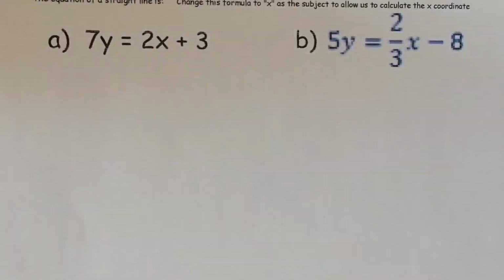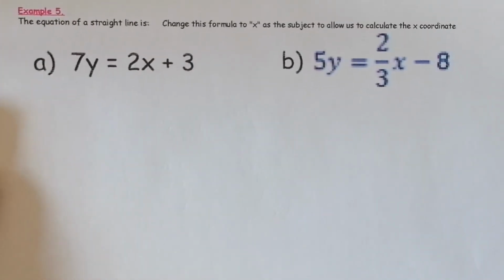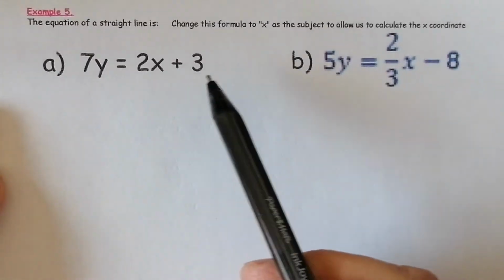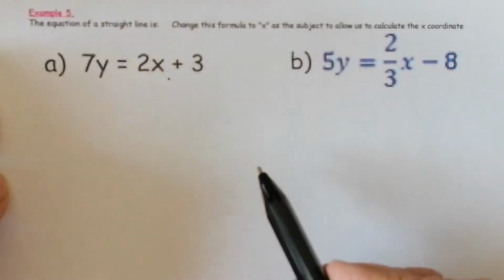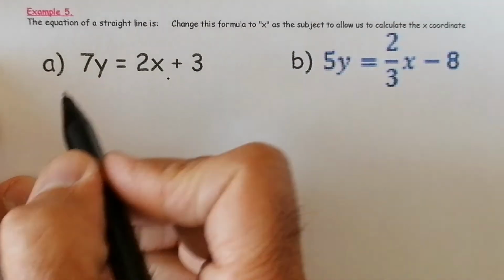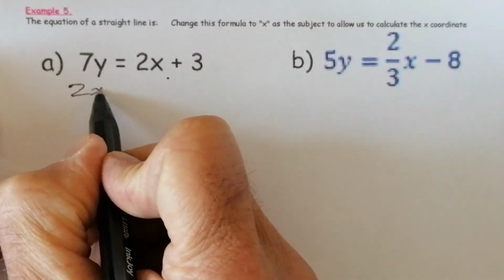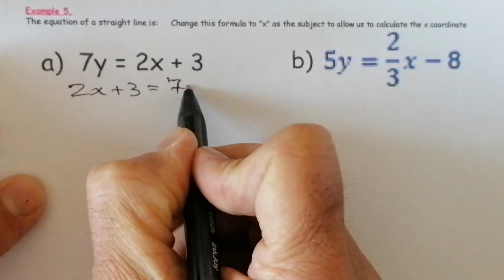Right, last one, and we'll just do this one as well. So again, a couple of different equations of a straight line. These ones are maybe a bit more tricky, but let's do them pretty quickly. Right, so I want to change the subject to x. So 2x plus 3 equals 7y.